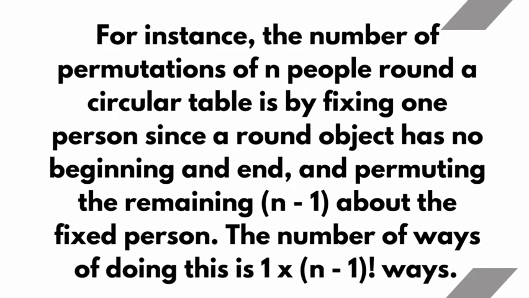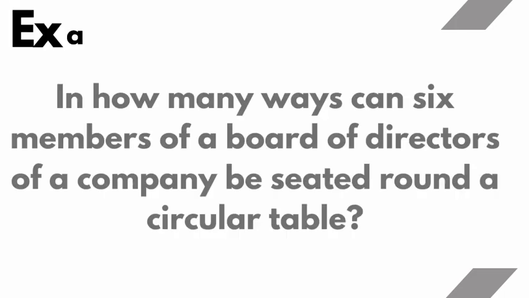For instance, the number of permutations of n people around a circular table is found by fixing one person, since a round object has no beginning and end, and permuting the remaining n minus 1 about the fixed person. The number of ways of doing this is 1 multiplied by (n minus 1)! ways.